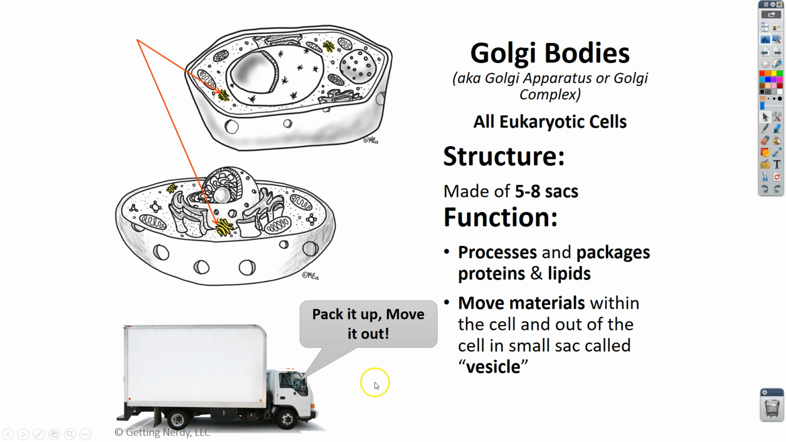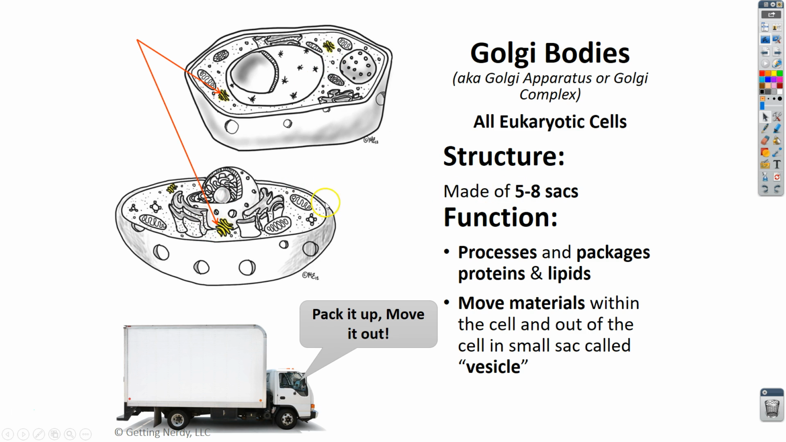So let's look and see exactly what it does. Golgi bodies, they're also known as Golgi apparatus, and sometimes it's even called the Golgi complex. All three of those terms mean the same structure. They're found in all eukaryotic cells. They're the yellow structures that you see in both pictures.